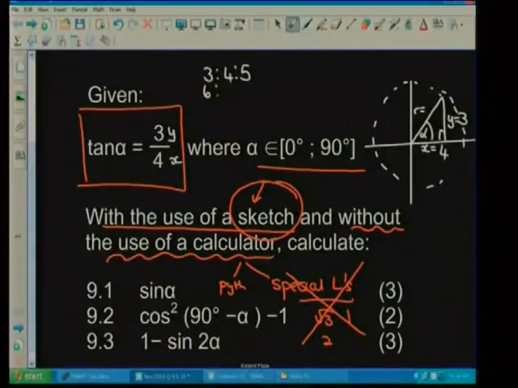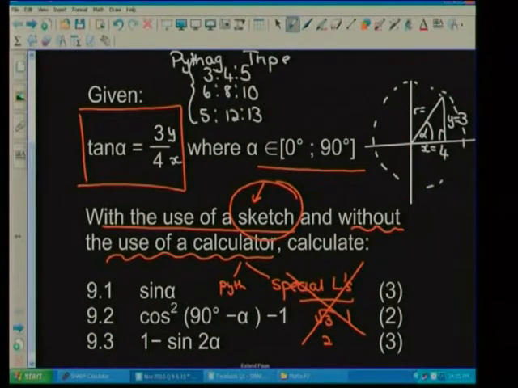Of course, there's also 6, 8, and 10. And the other favorite is 5, 12, and 13. So if you've got 5 and 13, the missing side is 12, assuming that we're not looking for a hypotenuse. And if we've got 6 and 8, the missing hypotenuse would be 10. So these are sometimes worth knowing. They're called Pythag triples. There are many others, but these are the ones that seem to happen mostly.